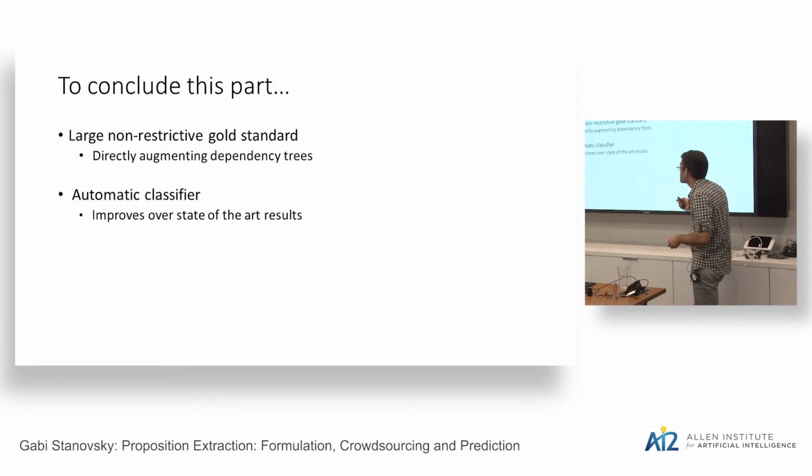So to conclude just this part, we created a large corpus for non-restrictive modification, directly augmenting dependency trees. The way this corpus is published, for each NP modifier, you have another tab indicating whether this is restrictive or non-restrictive. And that's the way we published it. We also published an automatic classifier, which improves our state-of-the-art results for this corpus.